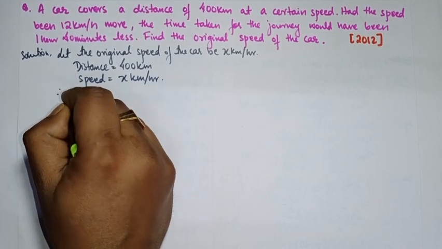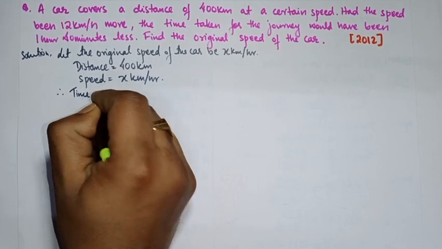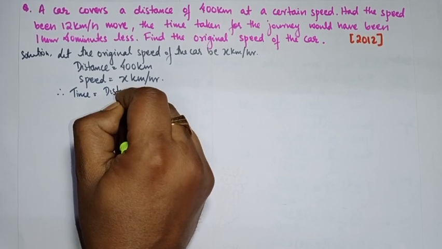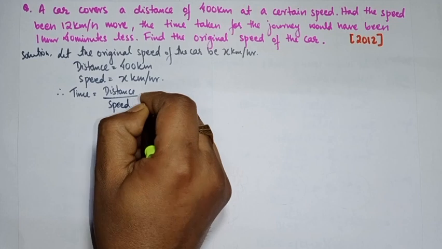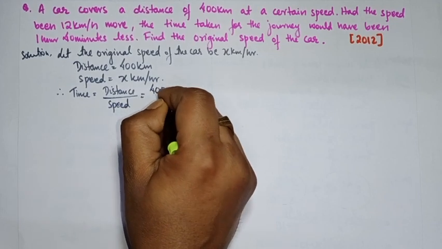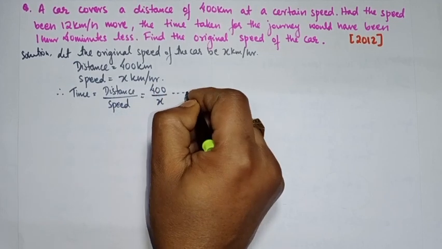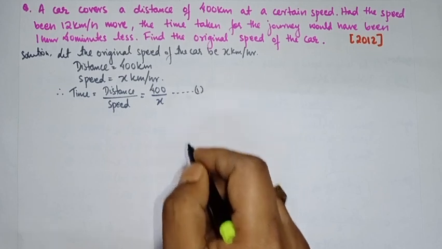So therefore what will I get? Time. As you know, the time formula is distance upon speed. So distance is 400 upon x. Take this as 1.